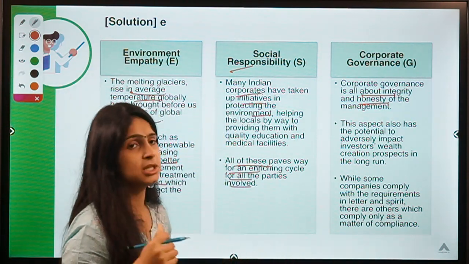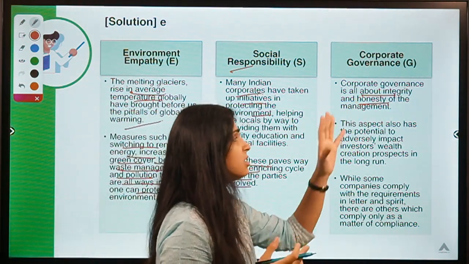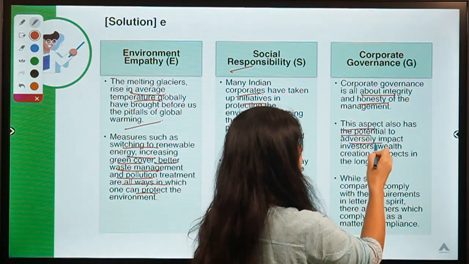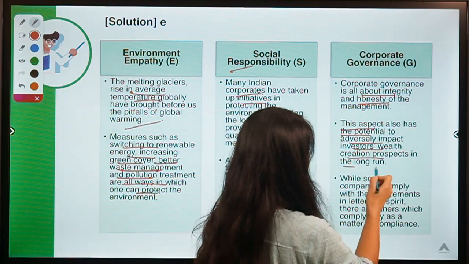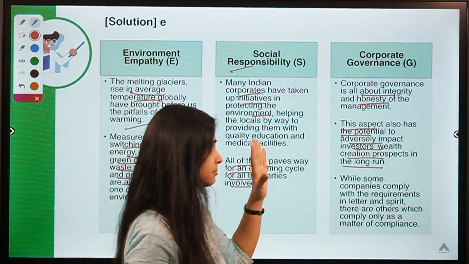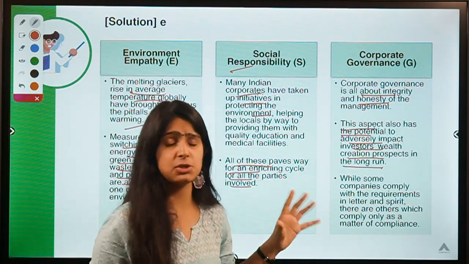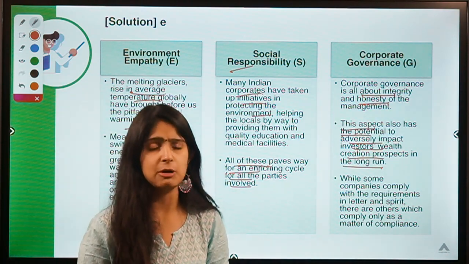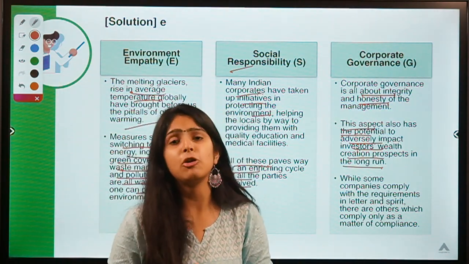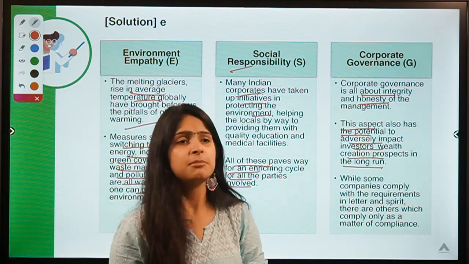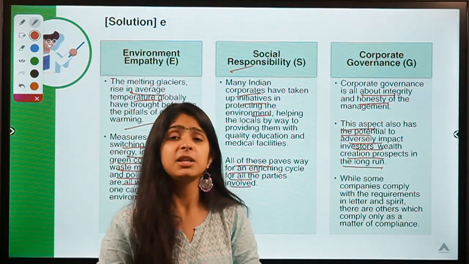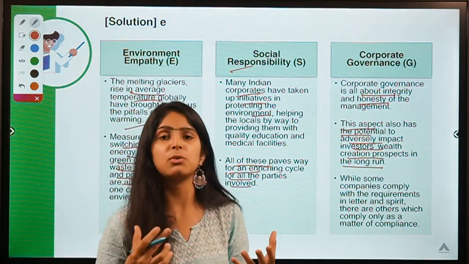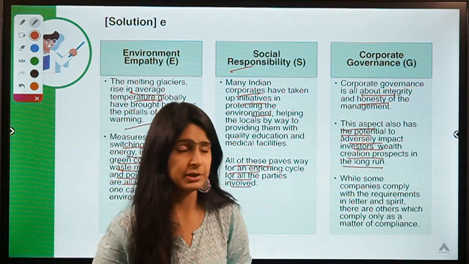So doing business in a manner which is honest, right? This aspect also has the potential to adversely impact investors' wealth creation prospects in the long run. See, if a company is not law compliant, or if they are not following corporate governance norms, they might make some short term gains, but in the long term this is not going to be sustainable, because that's not a sustainable model. In the long run, they need to work in an honest manner, in a manner which is respectful towards the laws of the country where they are operating, right?